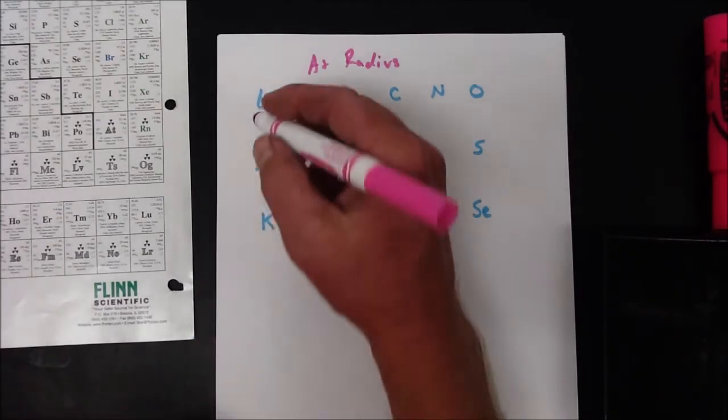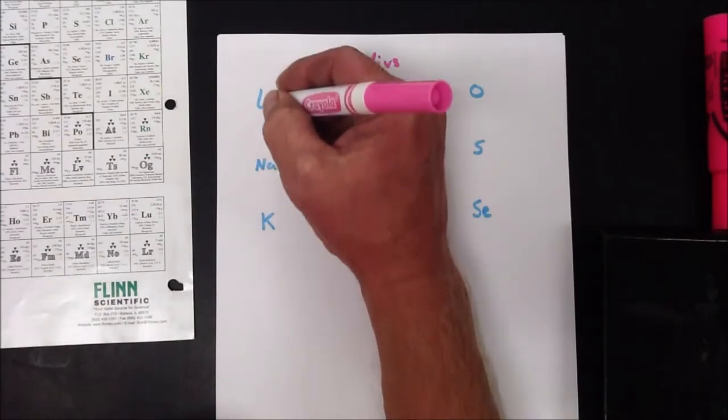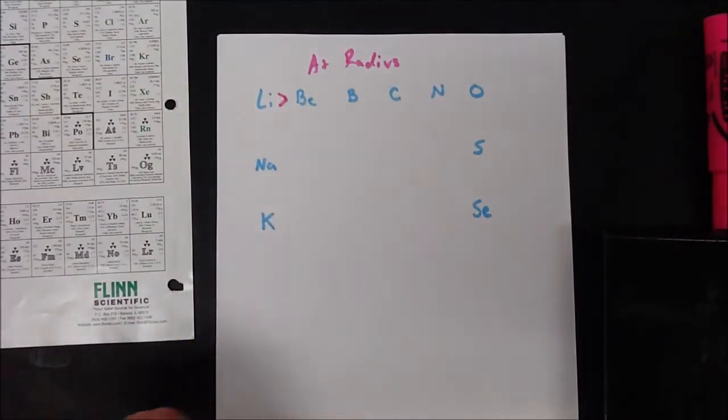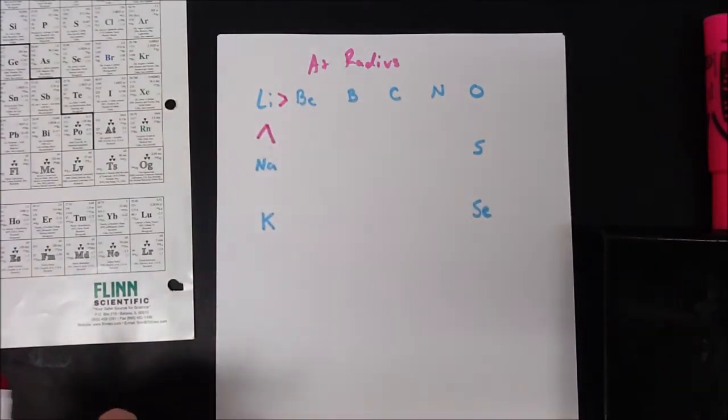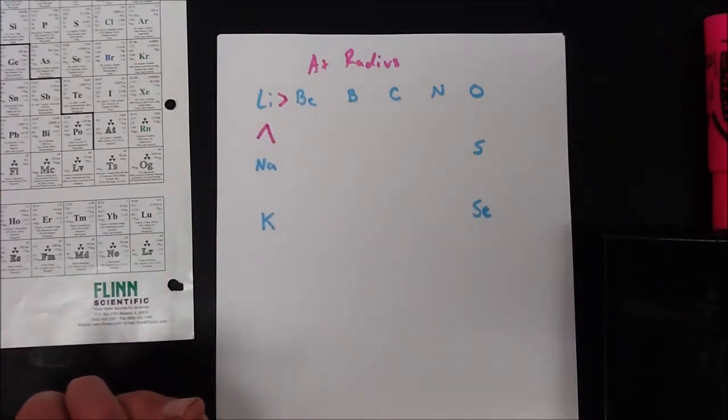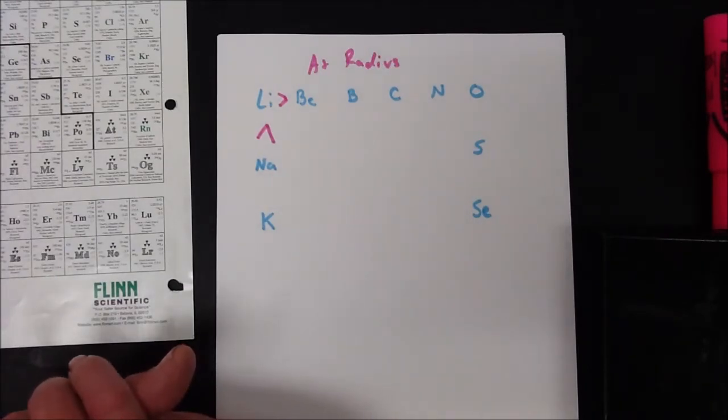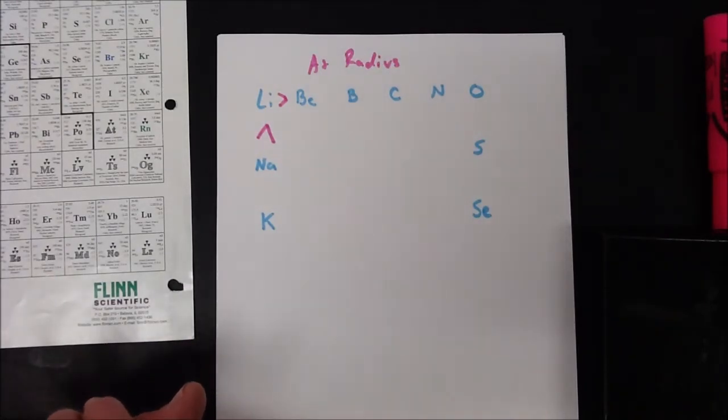On the other hand, if I want to make a prediction here between lithium and sodium, I'm going to predict that sodium is larger than lithium. Draw that way. I hope that's not too confusing. Sodium is larger because sodium has another layer of electrons. Sodium has a greater amount of shielding.